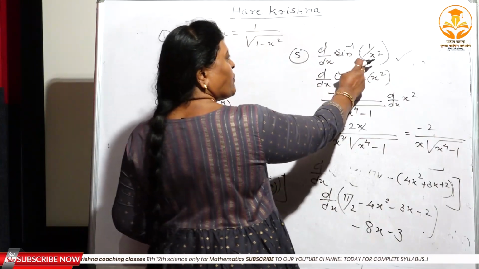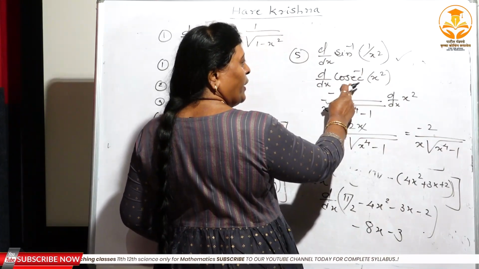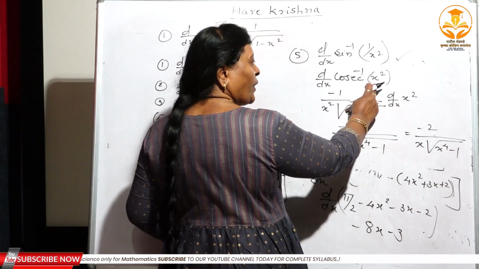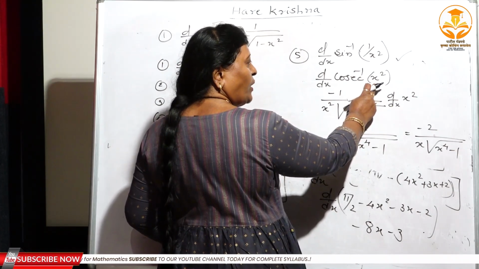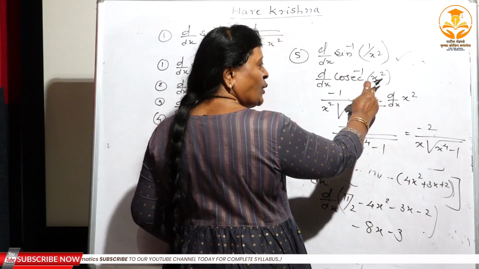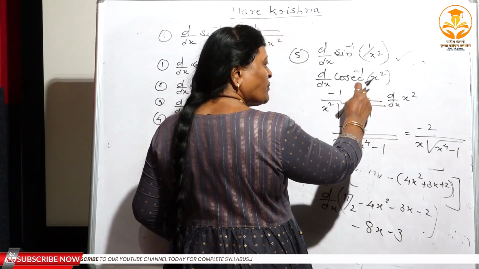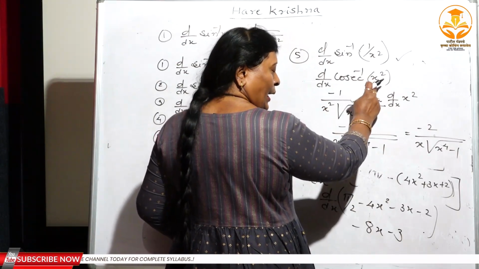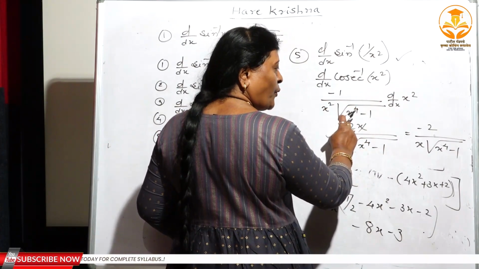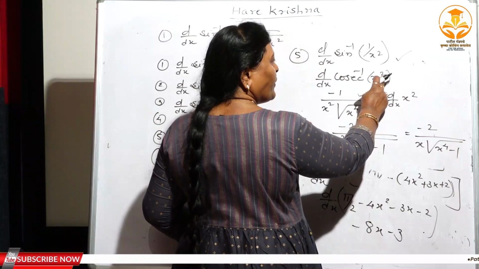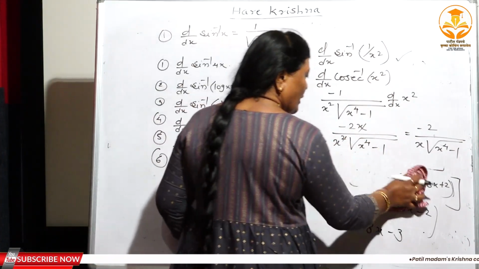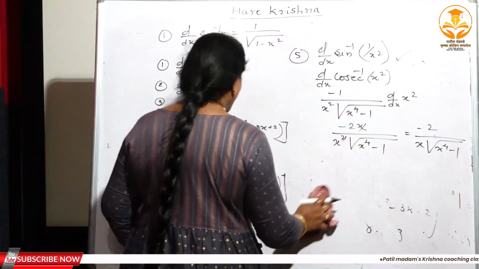So sin inverse of 1 upon x square you can convert in the form of cosec inverse of x square. And what is the derivative of cosec inverse of x square? You have to substitute it as u. Minus 1 upon u means 1 upon x square, root of u square minus 1 means x to the power 4 minus 1, and the derivative of x square is equal to 2x. The x gets cancelled and you will get the result very easily, isn't it?